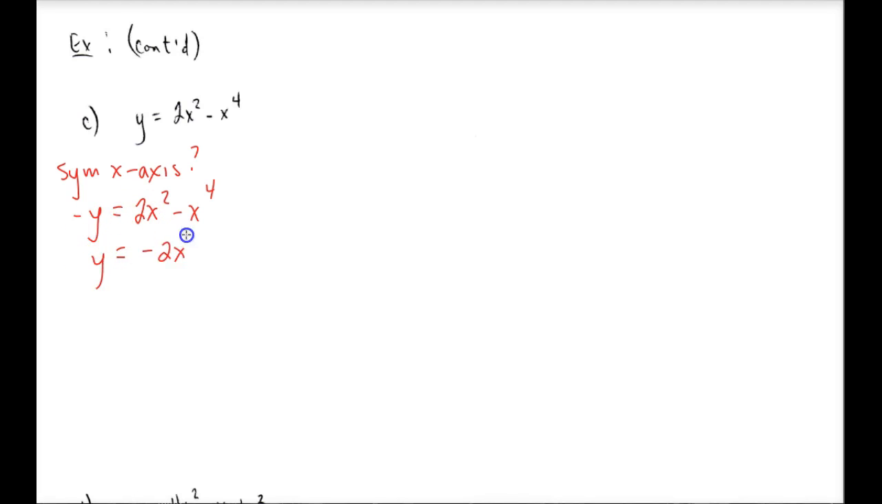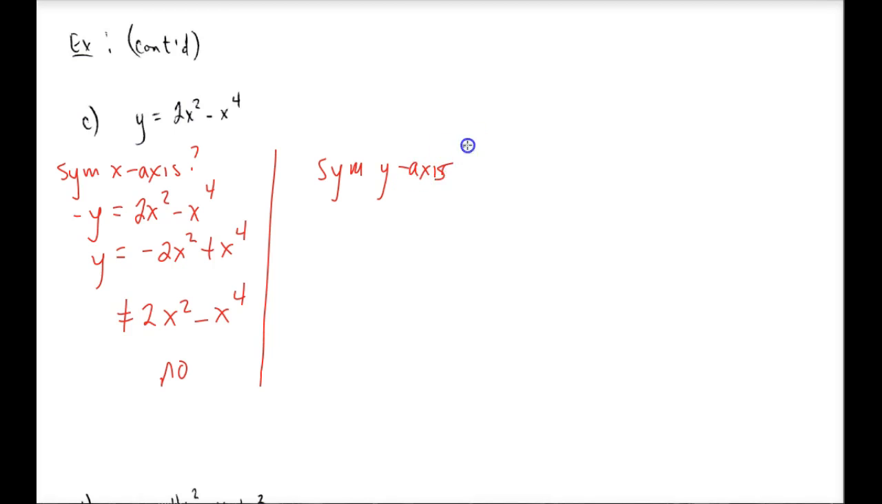Everything just changes sign. And of course, this does not equal what we originally started with. So we have no symmetry about the x-axis. If we do symmetry about the y-axis, then of course we're changing everywhere where we see x to a negative x. And of course, a negative x quantity squared is just a positive x squared, which leaves us with 2x squared in the first term.